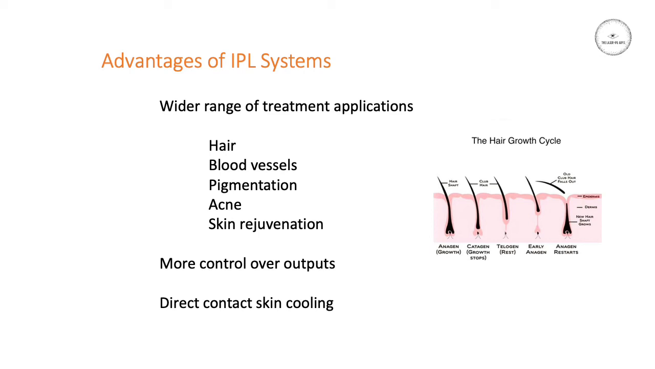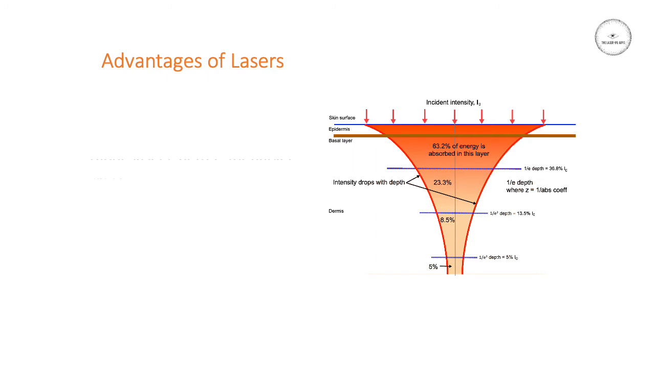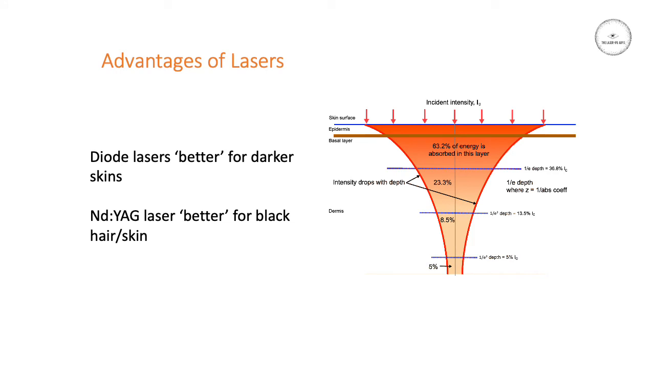Lasers don't quite give you such a range of controls, but they do have some advantages. Diode lasers, generally speaking, are better for darker skins because they use a higher wavelength, around about 800 to 1000 nanometers. And Nd:YAG lasers, the long pulsed systems, are better for black hair and black skin because they are less likely to damage the epidermis and the upper layers of the dermis.